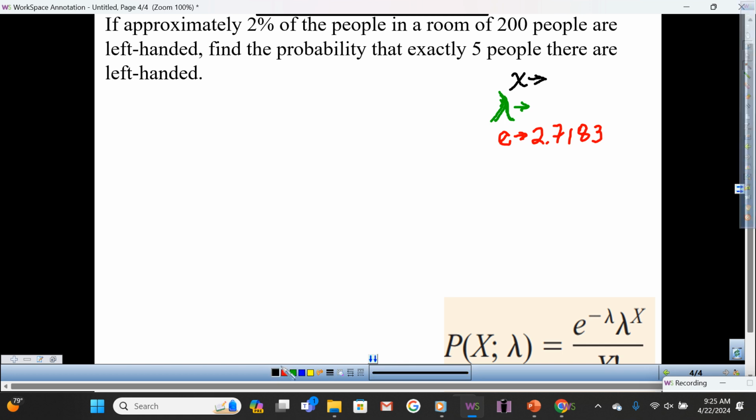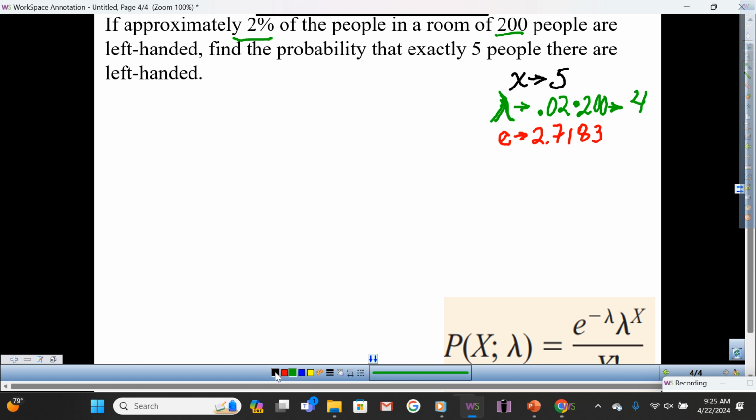Tell your neighbor what X is. What is X? That is correct. X is 5. And lambda, we're going to take the 2% times 200. So how do you write 2% in decimal? 0.02 times 200. And that gives us, Fernando says 4. Looks about right, yeah, okay.